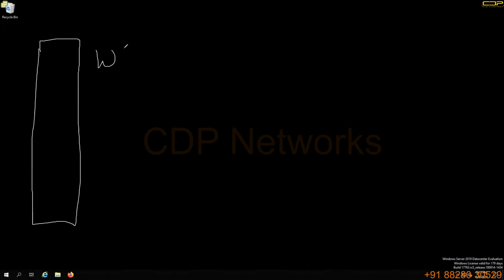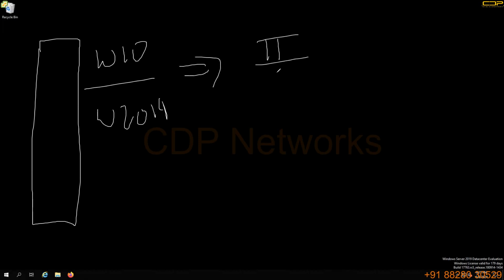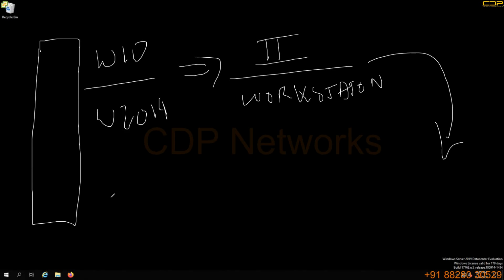And here on this machine, I might have Windows 10, or I might have a Windows 2019 operating system. Okay. On this operating system, I am installing a Type 2 hypervisor. I am basically installing a VMware Workstation over here on top of Windows 2019. And then I am creating a lot of virtual machines to create my lab. This is basically what I'm going to do.